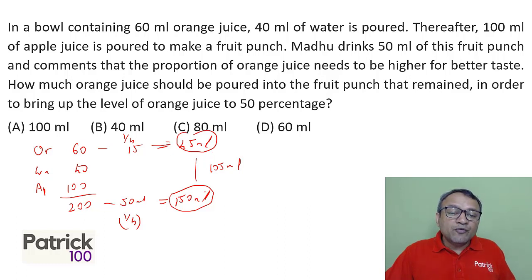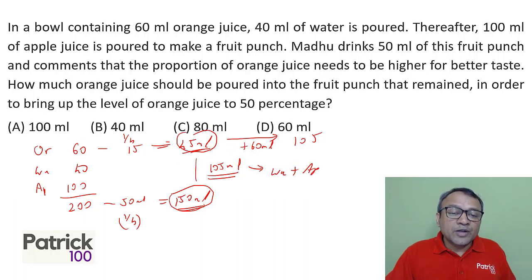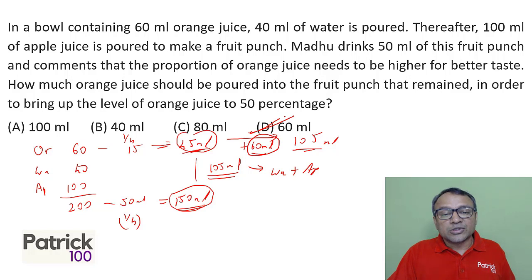For orange juice to be 50%, the total has to be 105. For the total to be 105, how much should you add? 60 ml of orange juice. Water and apple juice is 105 ml, because from 150 ml, 45 ml is orange juice. Now for orange juice to be 50%, it has to be 105 ml, equal to water and apple juice, which means you should add 60 ml. That is option D, the answer.